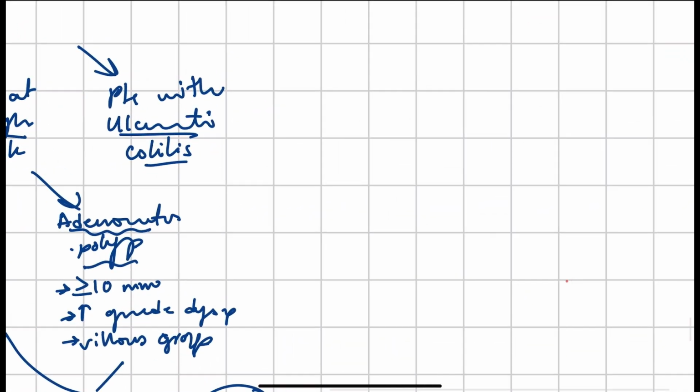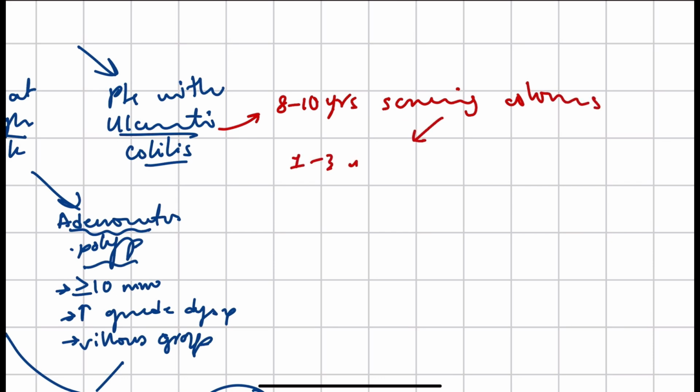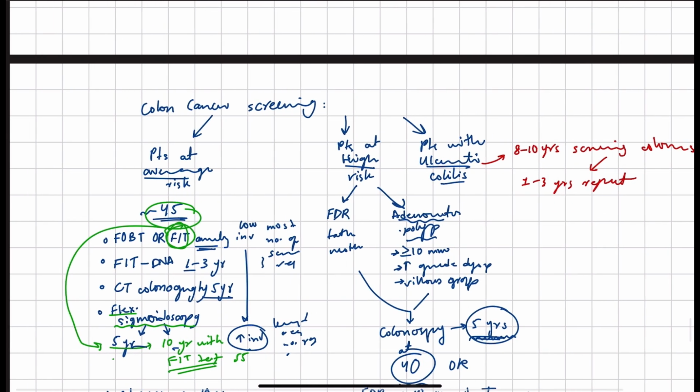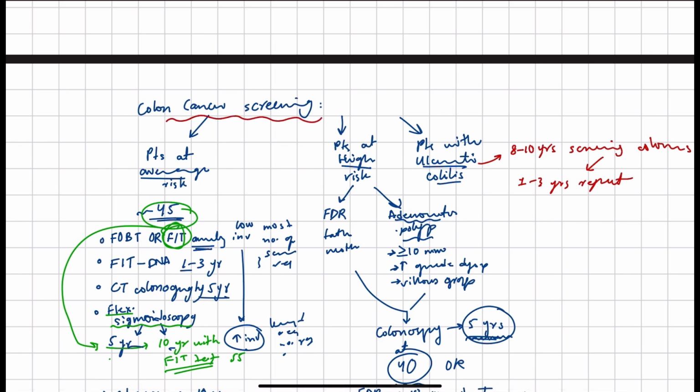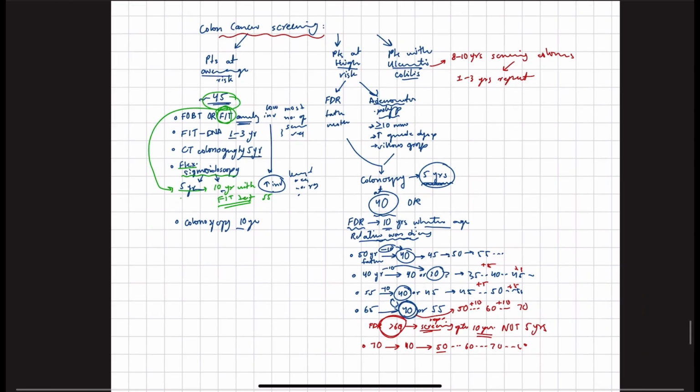And now the last case is with ulcerative colitis. Relatively straightforward. 8 to 10 years after the diagnosis of ulcerative colitis, you can do the screening colonoscopy, and then repeat that colonoscopy every 1 to 3 years. So 8 to 10 years and then 1 to 3 year repeat. Okay, so that is basically the colon cancer screening guidelines, and I hope you guys understood everything.